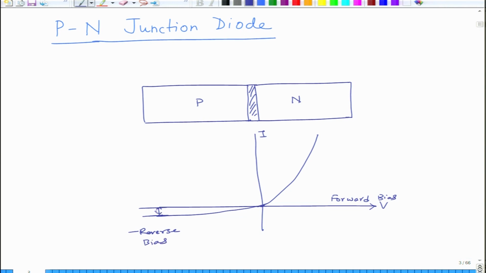So this is the reverse current I naught, which is very small in magnitude, and you can use it as a switch. If you use the diode as a switch, this is the on condition, this is the off condition. Now this is under dark, or when it does not work as a solar cell.